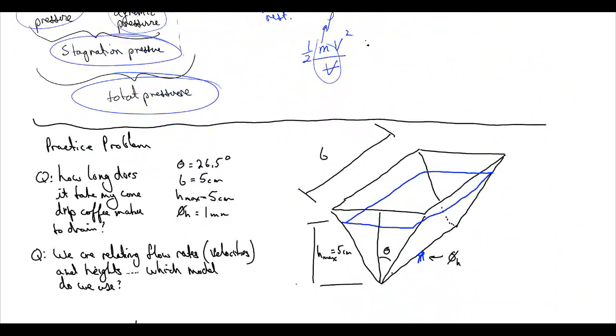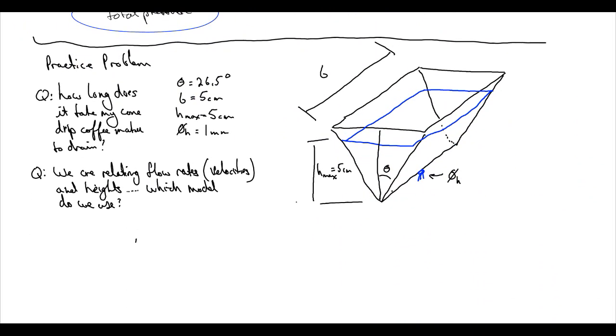Cool. So let's get on to a practice problem now. So I have a cone coffee filter, which I make coffee with every morning. It's actually an oval shape, but an oval shape is quite difficult to figure out the cross-section of at any point. So we're going to approximate our oval as a rectangle here.